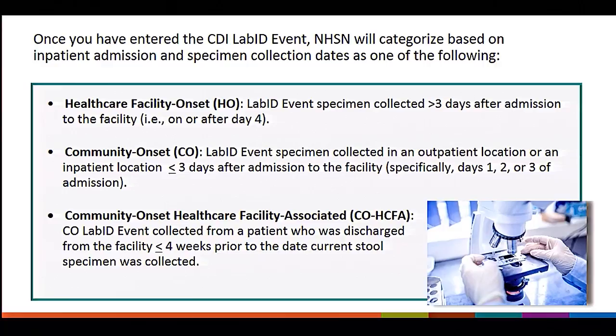Remember, events are viewed independently. At this level of categorization, every event is looked at on its own merit. There is no comparison to any other events that may or may not be in place for this patient. So a healthcare facility onset or an HO event is any LabID event specimen collected on or after hospital day 4. That's it. Cut and dried. Doesn't matter if you had a prior positive or not. If the event occurs on or after hospital day 4, it is an HO event.